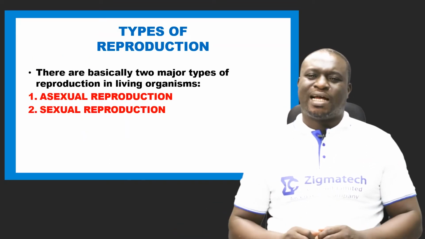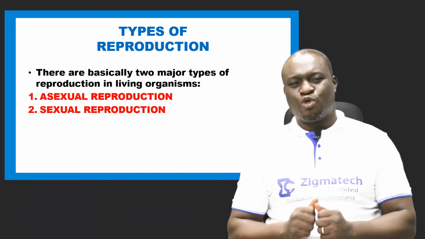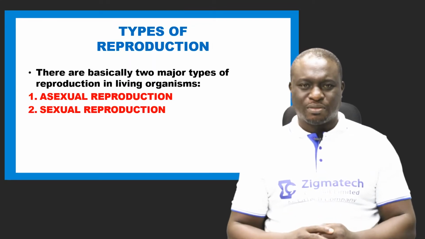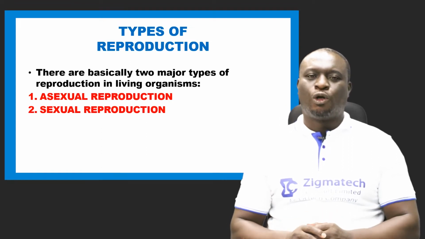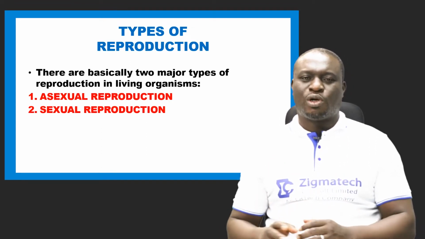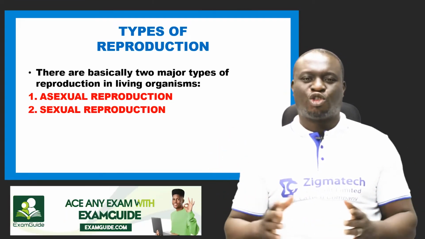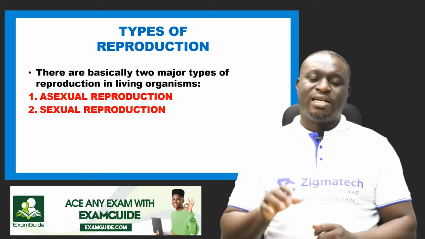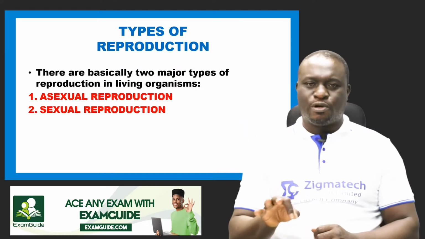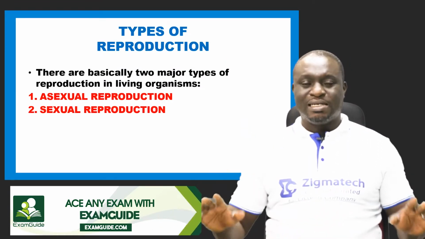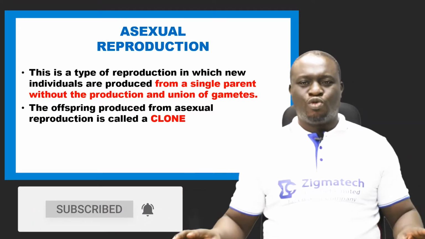Now, let's take a look at types of reproduction. Basically, we have two types of reproduction in living organisms. These two types include asexual reproduction, and the second, which is called sexual reproduction. In this topic, we're going to be looking at each type of reproduction in detail. Let's start with the first one, which is asexual reproduction.